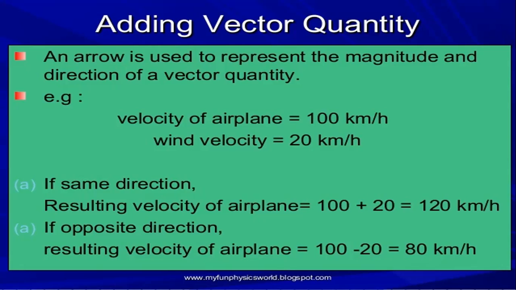Now, if we're going in the opposite direction, so the airplane is going one way and the wind is blowing in the opposite direction, what it means is that we have to subtract, because different direction, we subtract. So the resulting velocity of the airplane is going to be 100 minus the 20, which is equal to 80 kilometers per hour. Technically, if you have the wind blowing in the opposite direction, it slows the airplane down. But if the wind is blowing in the same direction, then we're adding some more velocity there. All right?